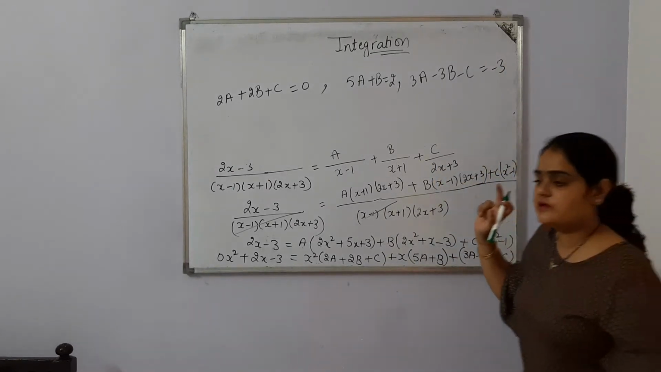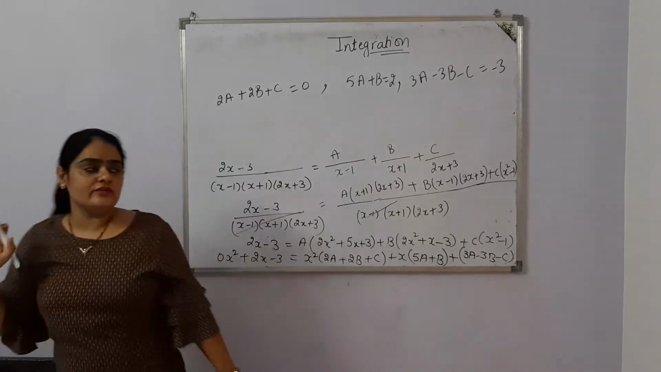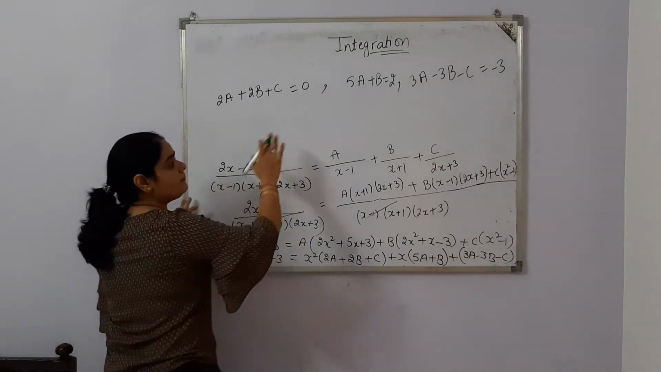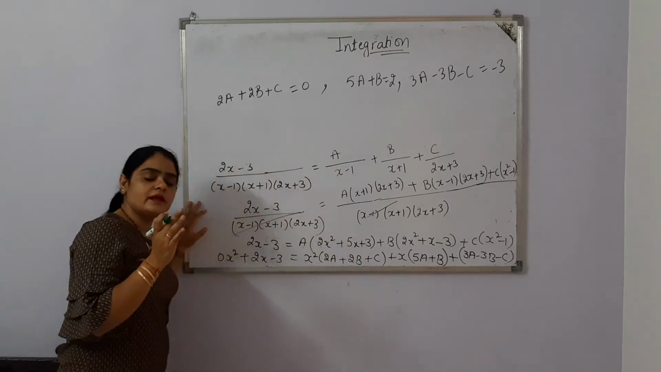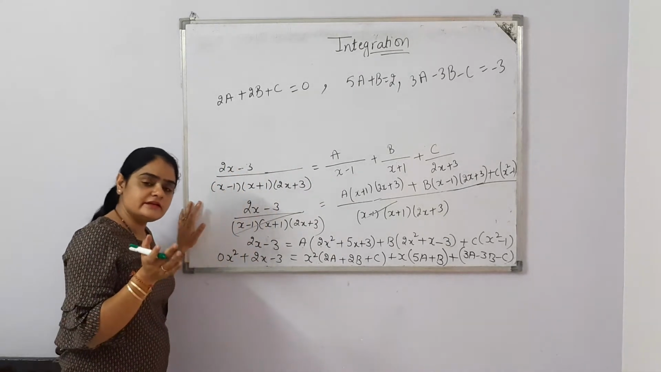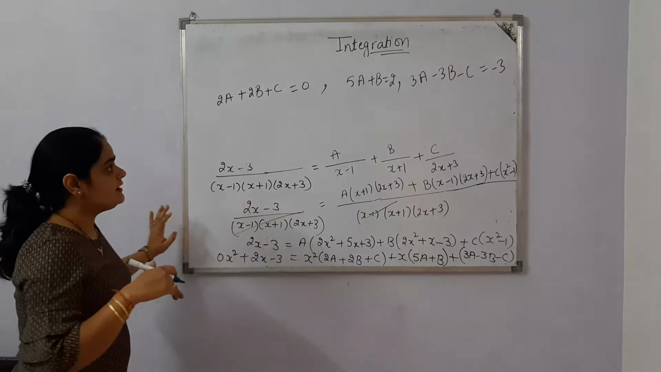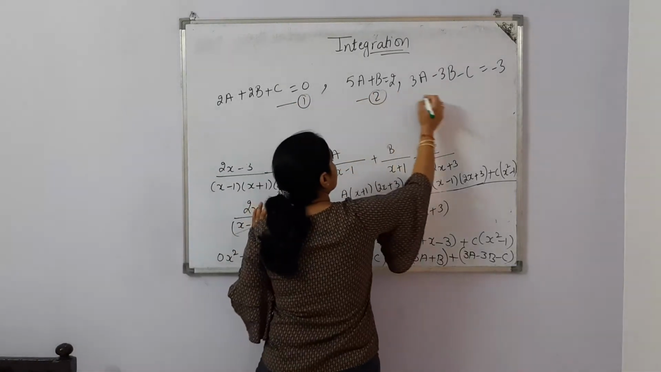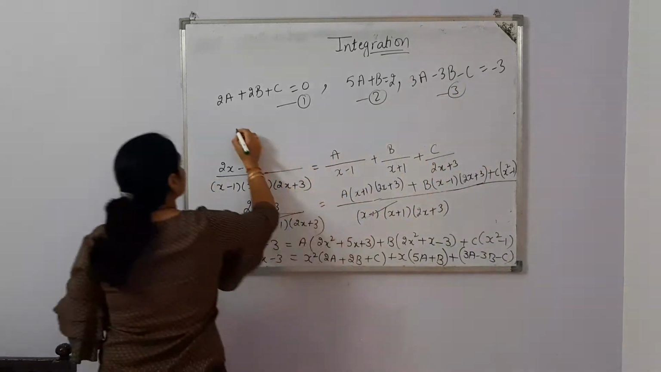Now we have three equations and we want three values of a, b and c. Now we can apply the elimination method. If you want to apply the substitution method or any other method, it's up to you. I'm applying the elimination method here. I'm calling this the first equation, this the second equation, this the third equation. I'm taking the first and third equations.